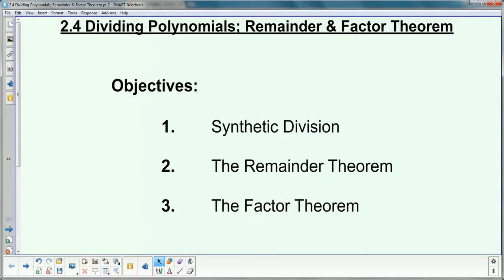2.4 part 2 is going to be continuing on with our division of polynomials, but we are going to specifically look at something called synthetic division, which is a quick way to do long division, but we can't always do it. And then we'll talk about the remainder and factor theorems, which is going to help us find some zeros really quick, to test if they are or are not.